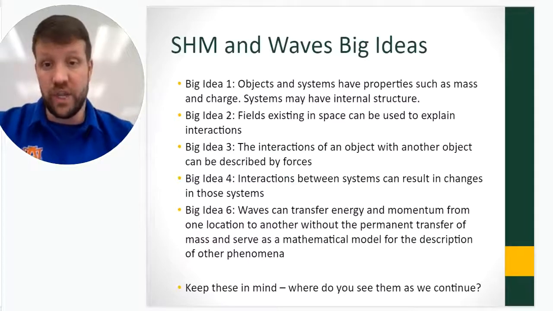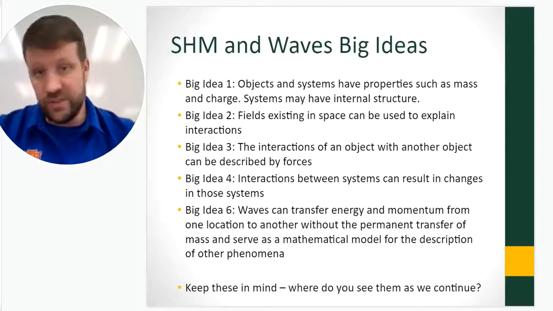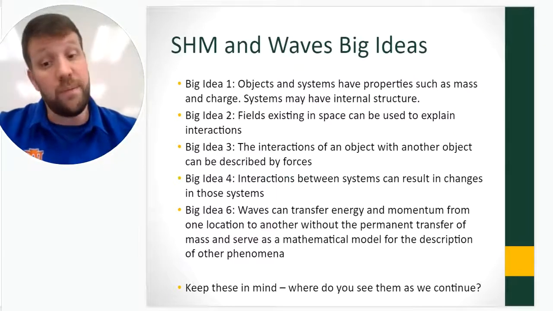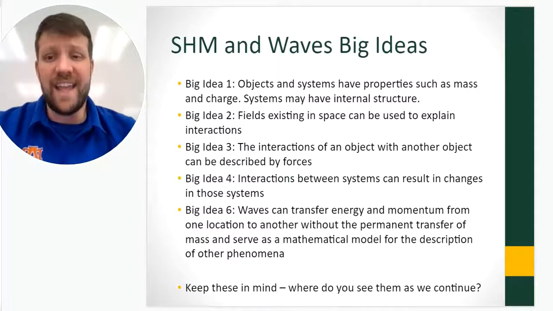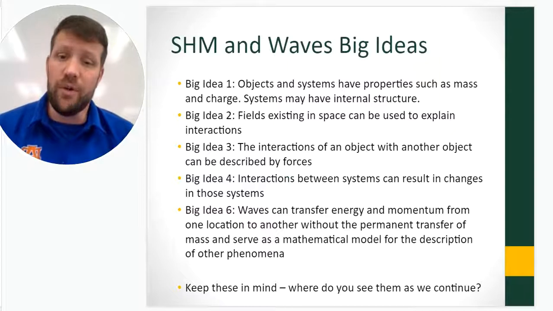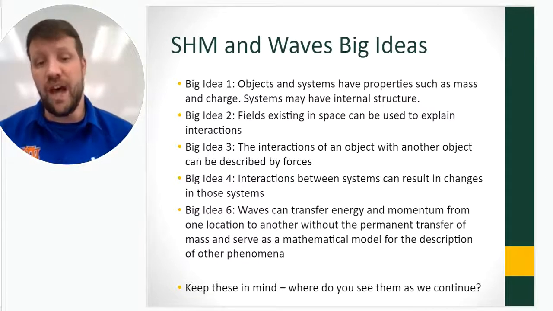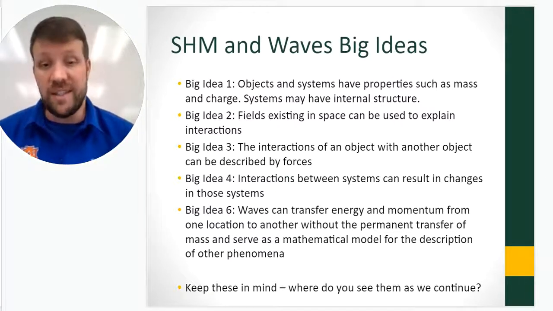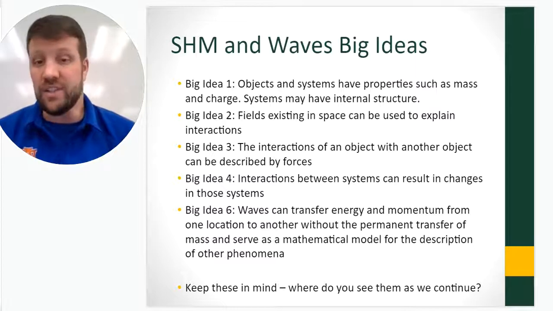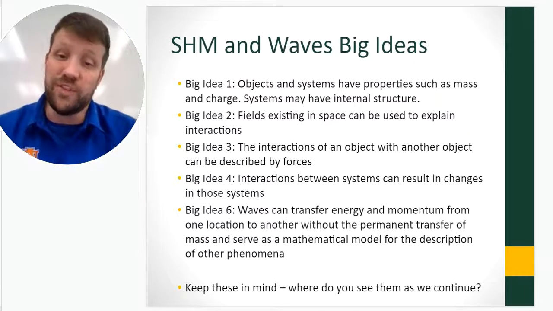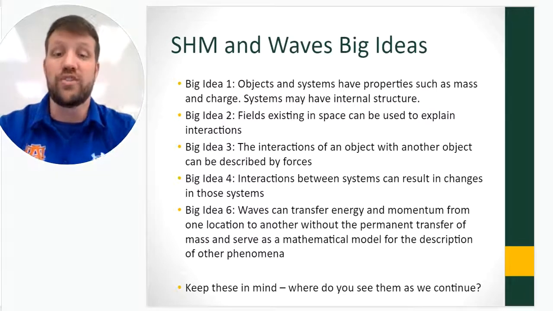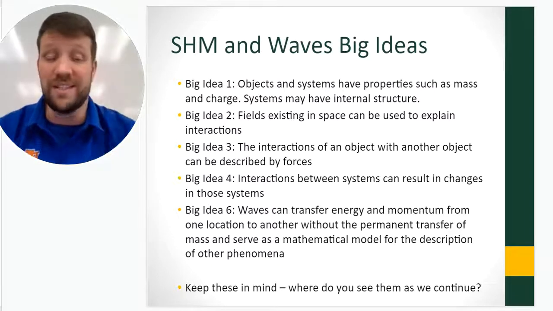All right, first, we basically have all of the big ideas. We've seen 1 through 4 up here before, but I want to hit big idea 6 to add to that list, and hopefully you're starting to see how all these things kind of move together: interactions of objects with other objects and systems, and mass and charge being a part of all this stuff. And I guess we really still haven't gotten to charge to a large degree because we'll do electricity next, but fields existing in space certainly have a lot to do with all of this.